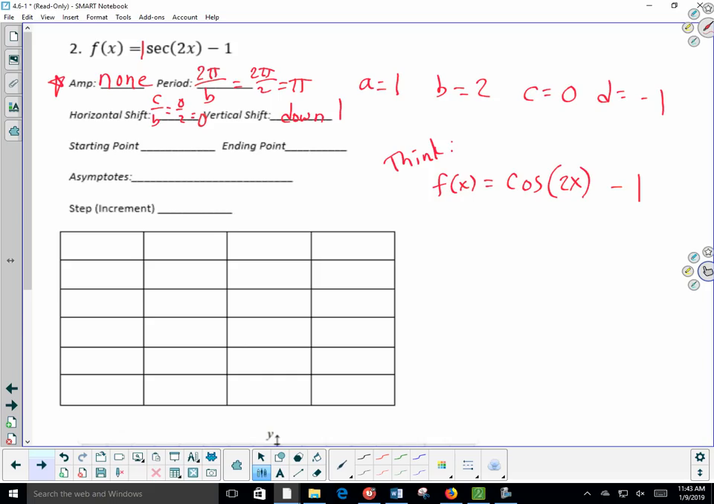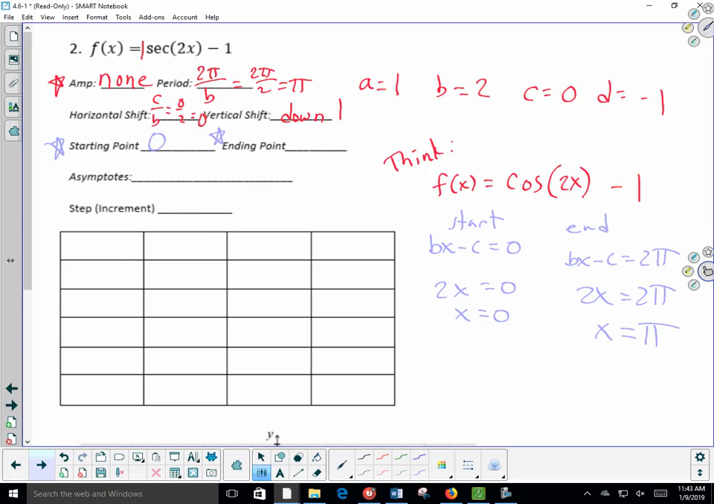All right, and really the starting point, ending point here for these problems, we're still going to be using the same formula that we did. That's bx minus c equals 0 for our starting point. So let's just do 2x as our bx minus c equals 0, and I get x equals 0, so my starting point is 0. And my ending point, I'm going to set bx minus c equal to 2 pi. So I'll get 2x equals 2 pi, divide by 2, and I get x equals pi. So I know my ending point is pi.